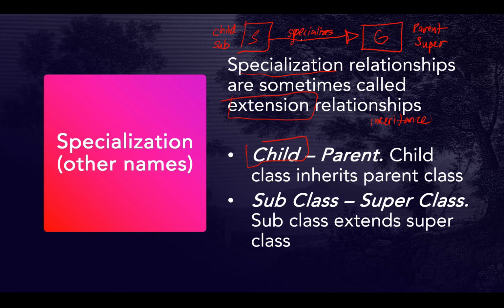The verb that describes the relationship, you could call specializes. You could also call it extends. You can also call it inherits. So child inherits parent, sub extends super, and so on.